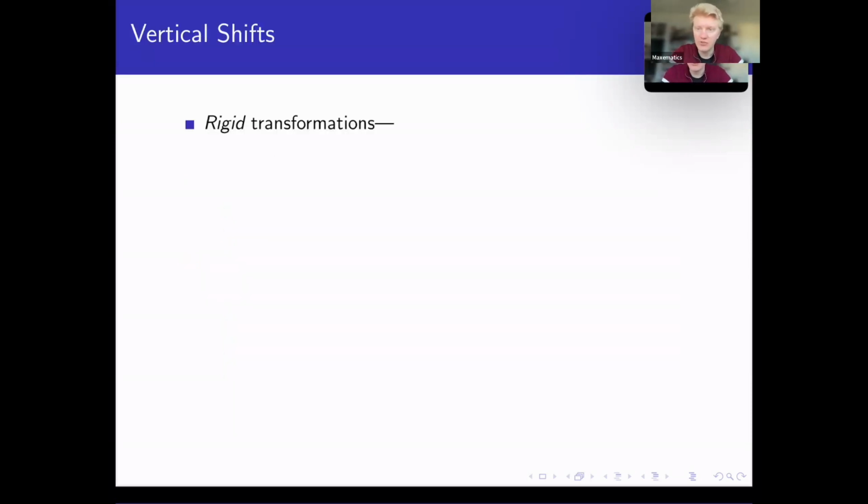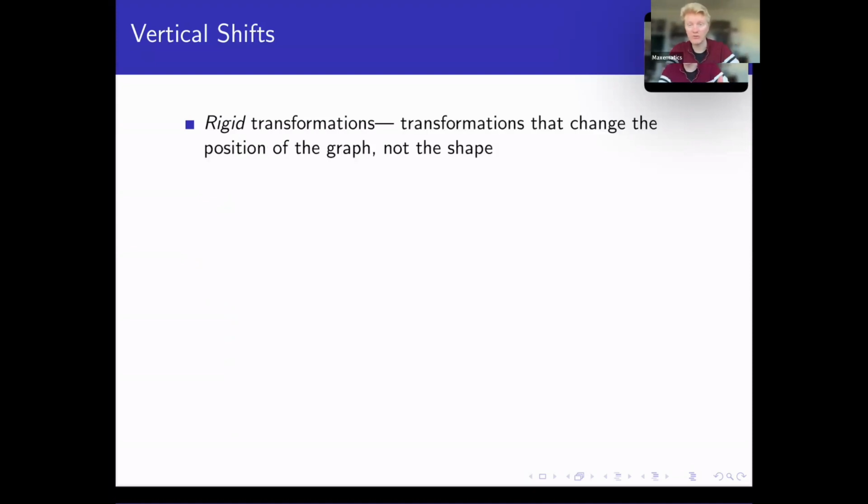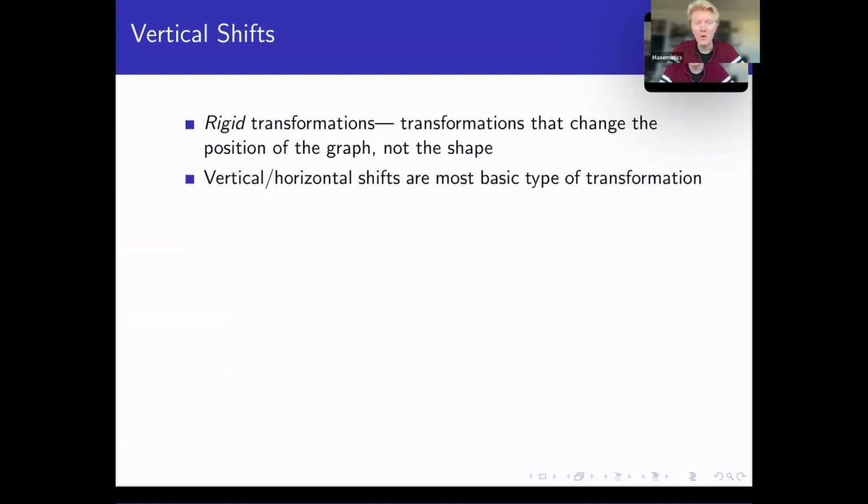All right, so the first type of shift we're going to talk about are rigid transformations. Rigid transformations are transformations that change the position of the graph, but not the shape. So vertical and horizontal shifts are the most basic type of transformation. And you see here on this first slide, vertical shifts are going to be the most basic transformation.